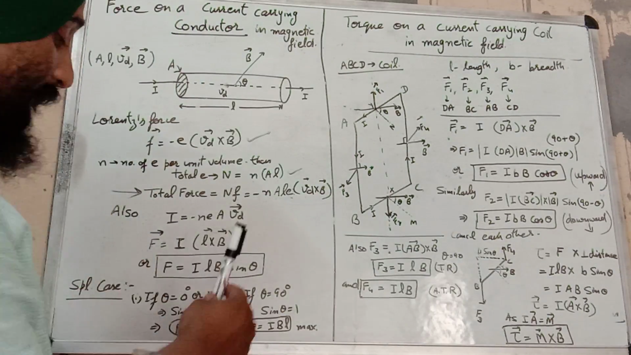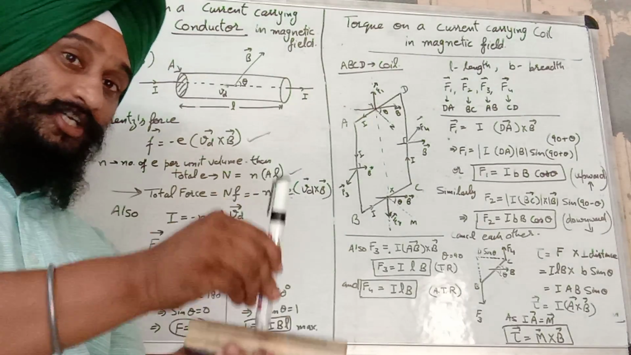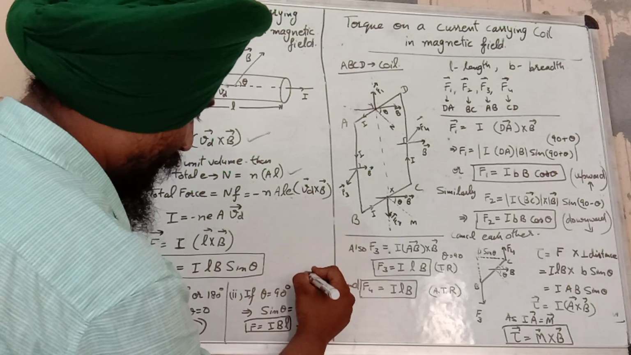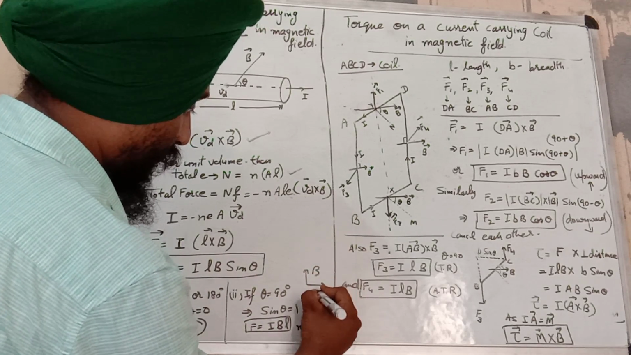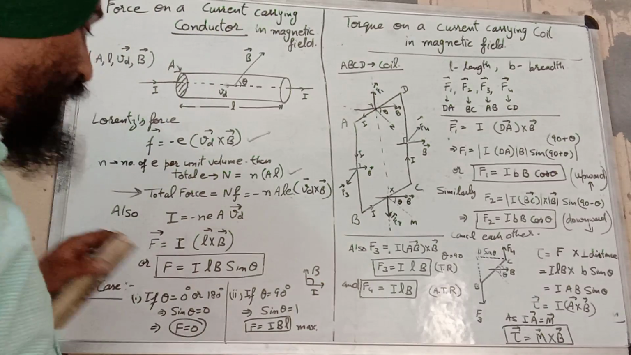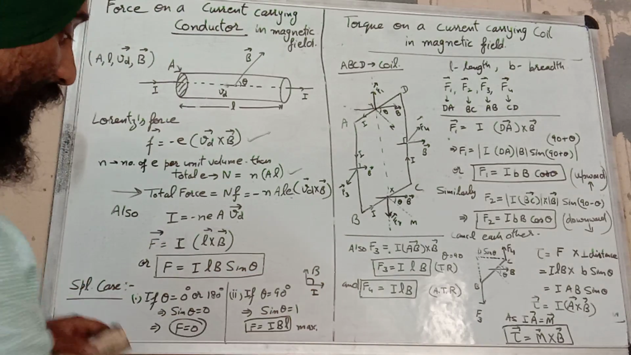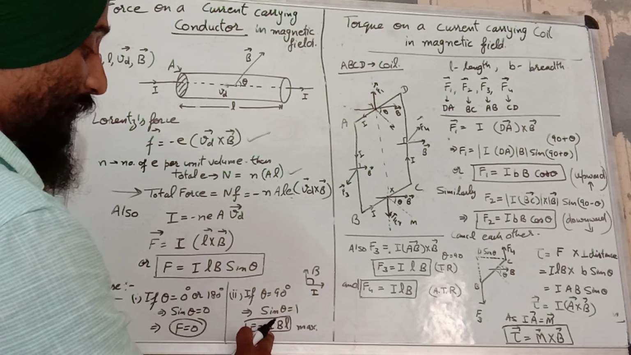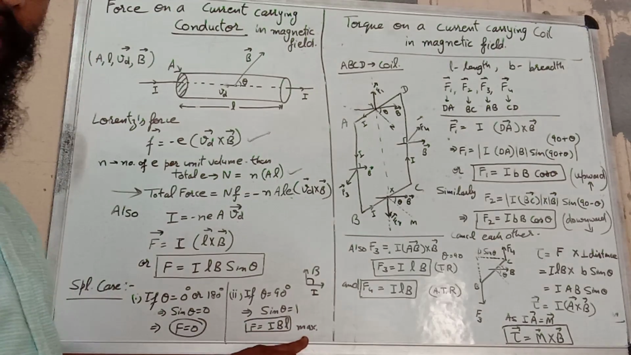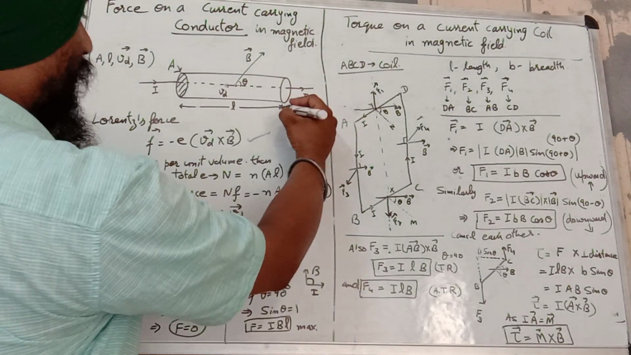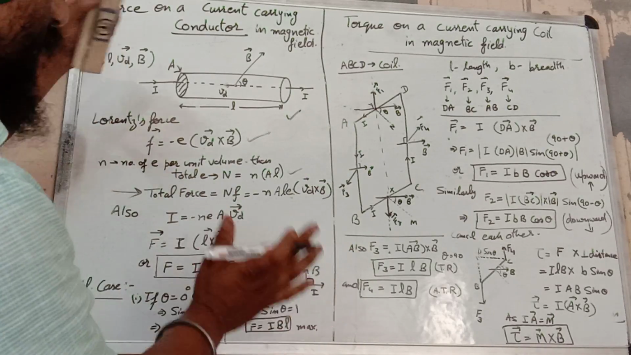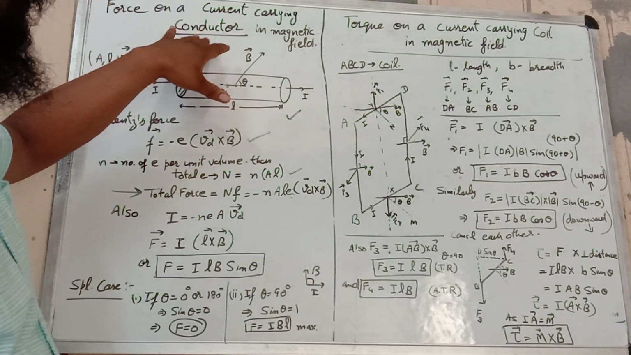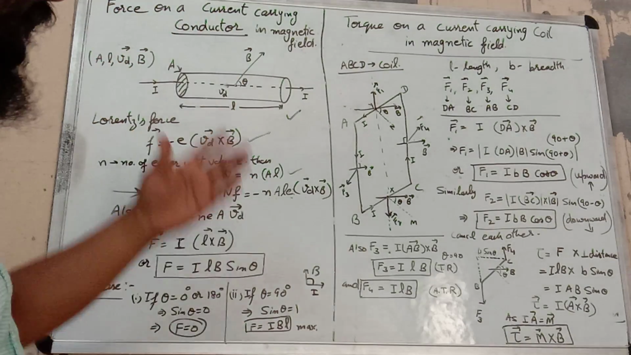And what happens if the angle is 90 degree? Here the field is in this direction and current flows in this direction. The angle between these two is 90 degree. Then sin 90 equals 1 and the force becomes maximum. It is ILB. This is the maximum force that acts on this conductor whenever it is placed in the magnetic field carrying current.